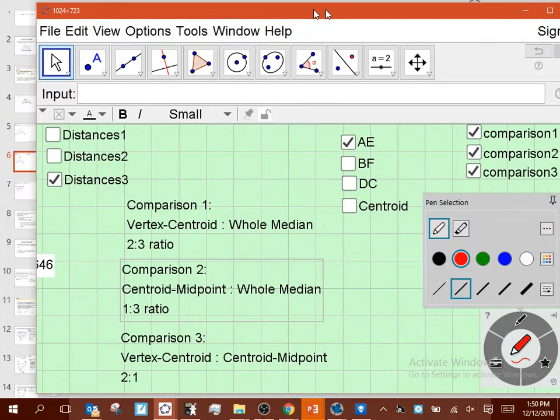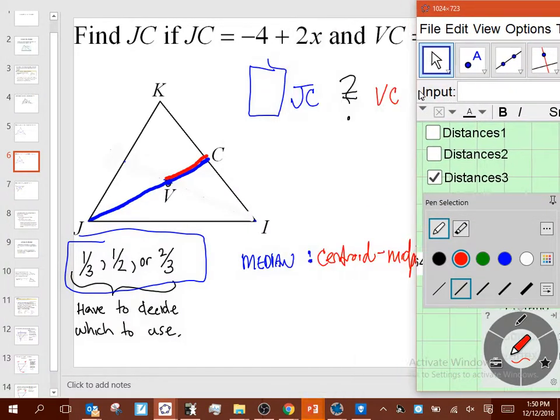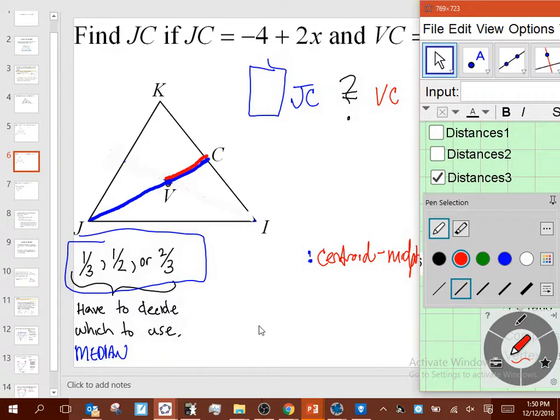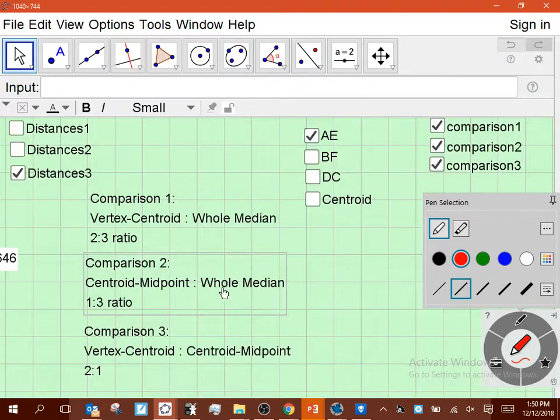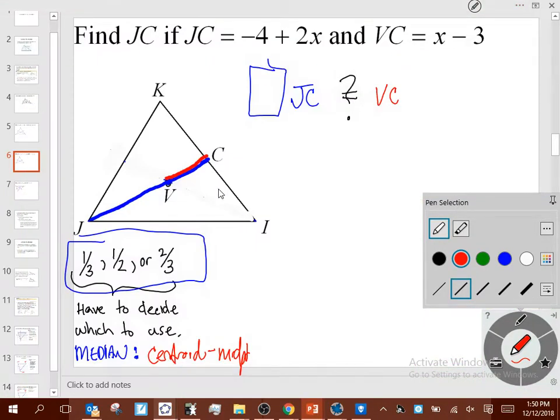Okay? So now we're going to grab our comparison chart, and we're going to look at which one of these three comparisons is defined here in that picture. We're looking for median compared to centroid to midpoint. So centroid to midpoint, it's either this one or that one, right? Which one compares the whole median to it? Comparison 2. So now with comparison 2, we see it's got a 1-to-3 ratio, right? So that's the fraction that I'm going to use, and it needs to go right here in front of JC so that it shrinks JC. Is that all right with everybody?